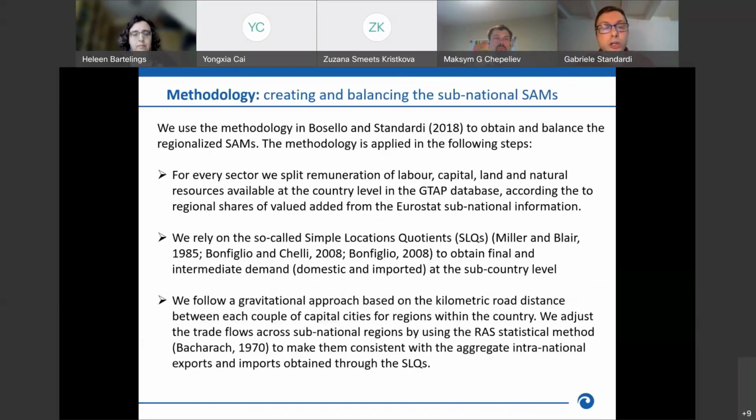So for the methodology, of course, we have to get from these data sources to these subnational social accounting matrices and to make the regional sums mutually consistent through the flows of imports and exports. So we basically refer to the methodology in Bosello and Standardi, which takes place in 3 steps. We first split the value added in GTAP using the Eurostat information at the subnational level, and then we rely on the subnational location quotients to obtain the subnational domestic demand and aggregated imports. And then, of course, we apply a simple gravitational approach based on the kilometric road distance between the capital cities of each couple of regions within the country to get the bilateral trade flows within the country.